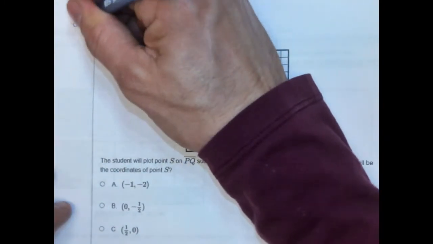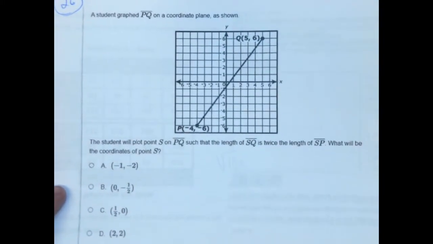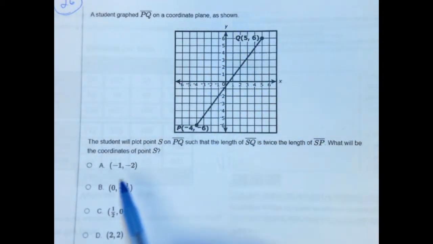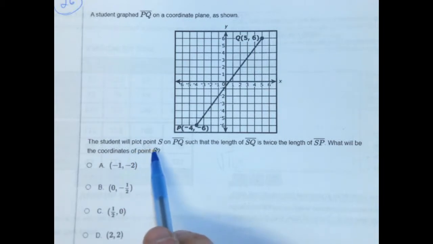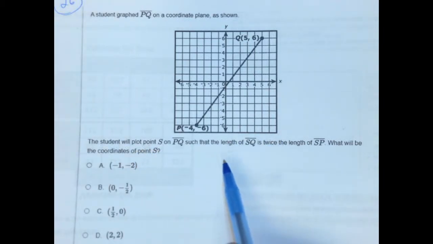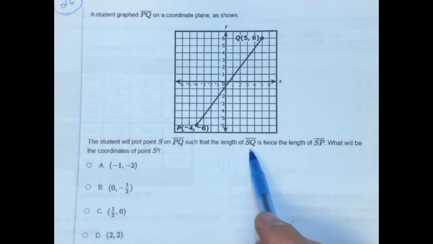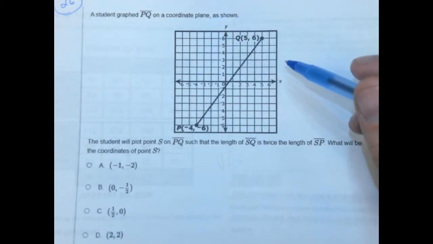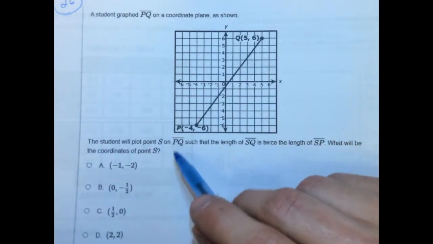All right, 26. A student graphed line segment PQ on a coordinate plane as shown. The student will plot point S on PQ such that the length of SQ is twice the length of SP. What will the coordinates of point S be? All right, so interesting.